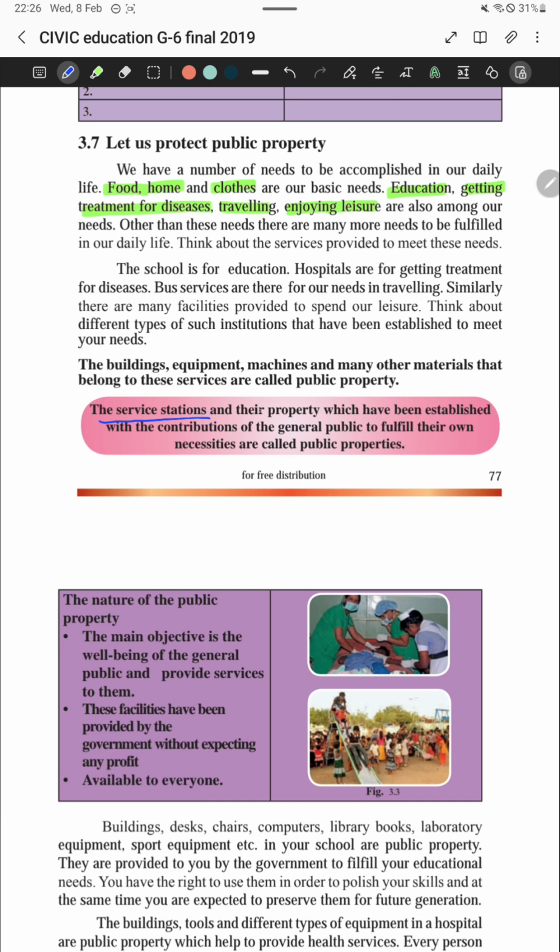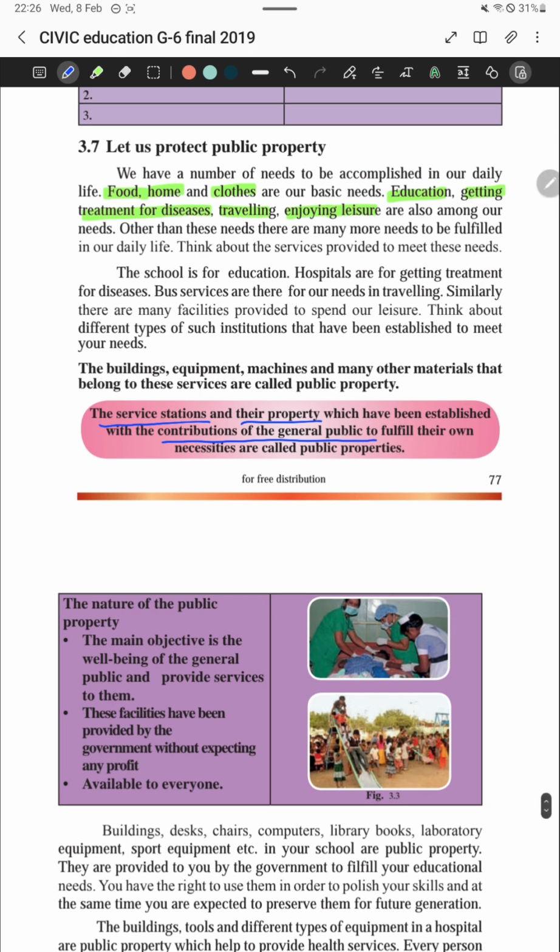The services and service stations and their property, right? The service stations, their property, which have been established with the contribution of the general public, right? So you have paid taxes for the public property, right? If you have paid taxes and the government has used that tax money to create the public property, so anything that has been created by using the contribution of the general public to fulfill their own needs is called public property, right?